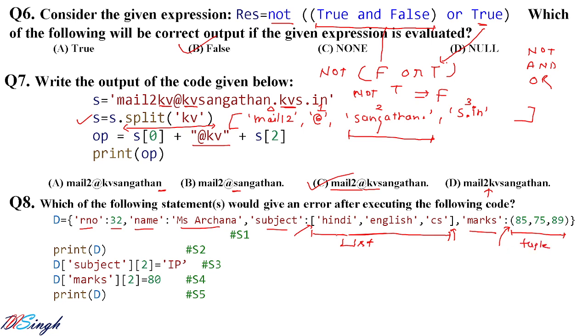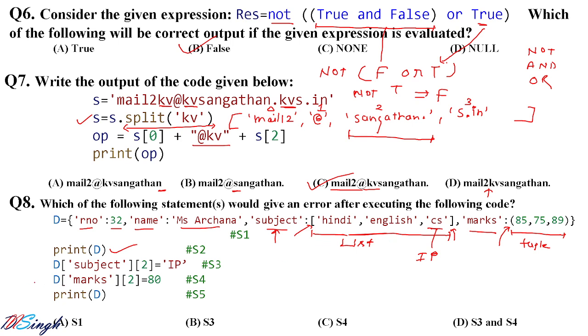Okay, so now see this statement. Print D is not going to generate any error because we are printing the dictionary, no issue in that. And then you have D of subject. So we will reach D of subject here, and in that we are going for the second index in the value. That is going to be updated to IP. So CS will become IP here, no issue, because it is a list and a list can be updated. Item-wise assignment is allowed inside the list.